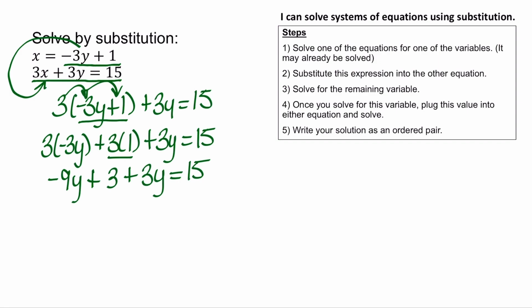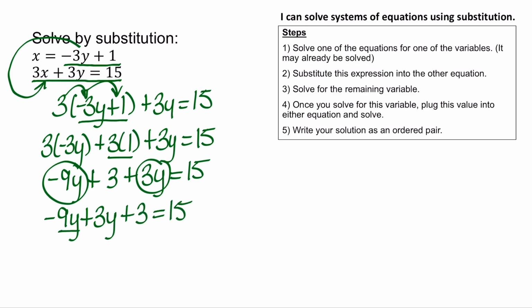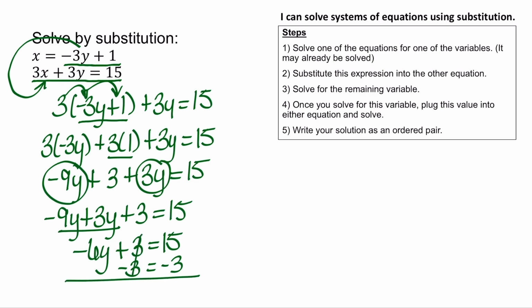Remember, when I'm solving equations like this, I want to combine any like terms that I have. My like terms are negative 9y and 3y. When I combine those two terms, I get a total of negative 6y. So I have negative 6y plus 3 equals 15. Now I can solve this equation for y by subtracting 3 from both sides. I get negative 6y equals 15 minus 3, which is 12. I can now divide both sides by negative 6, which gives me y equals negative 2.